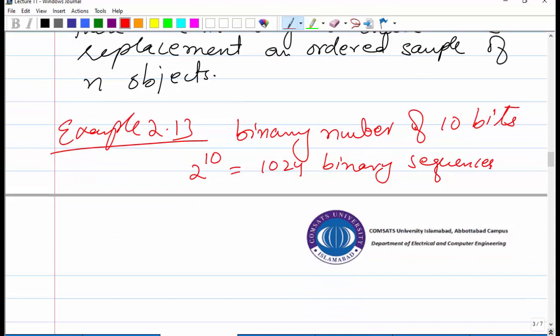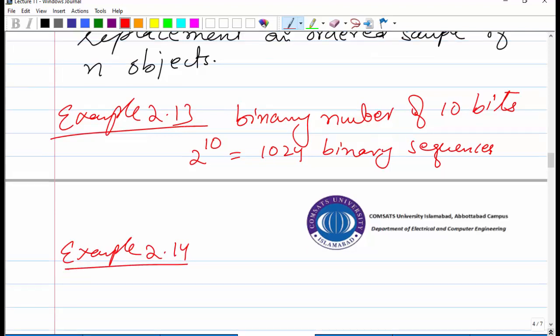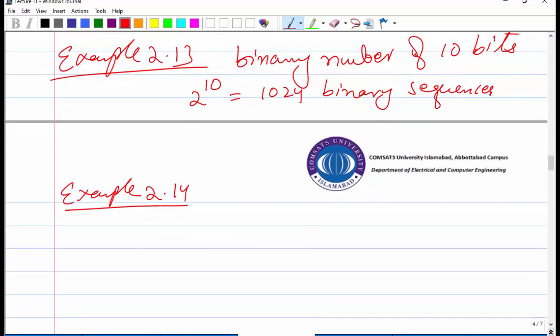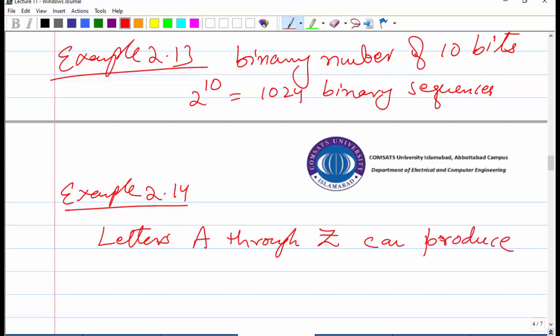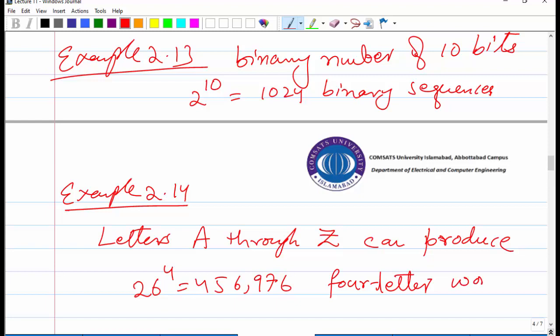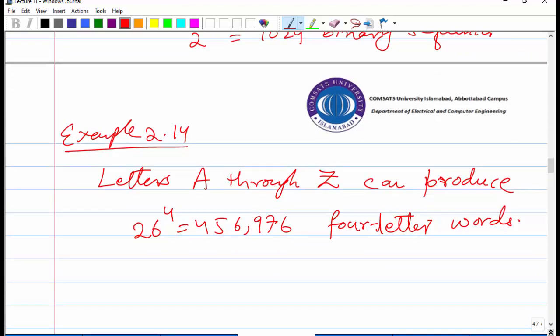So similarly the letters, this is another example, 2.14. It says that the letters A through Z can produce 26 power 4, which is 456976 four-letter words.